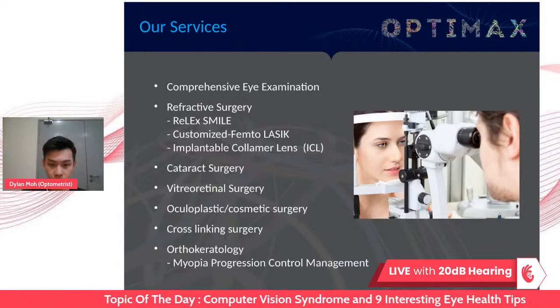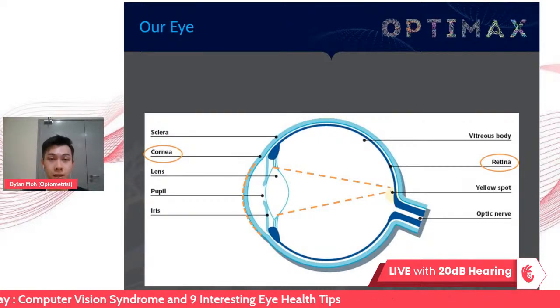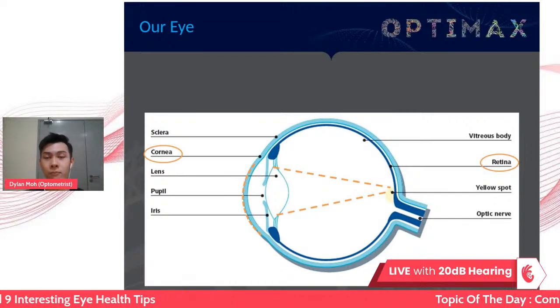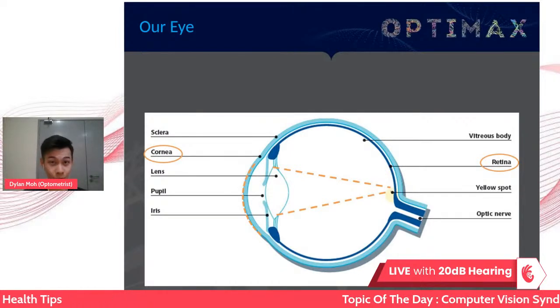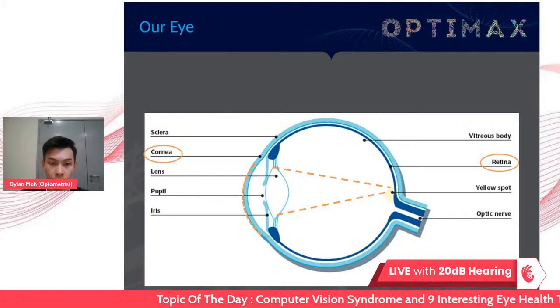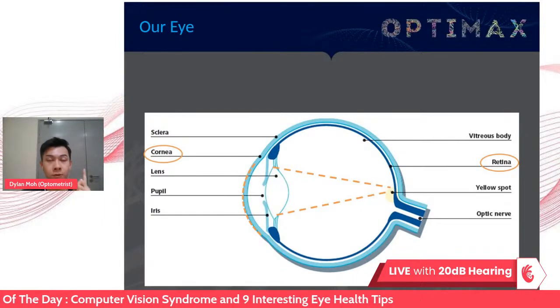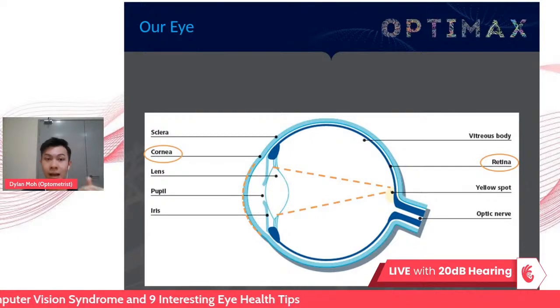All right. Let's enter the topic for today. But before I enter, let me give a simple introduction regarding the eye first, so we can have more imagination of what's going to happen. Okay, so this is our eye. The one that I circled is the cornea, where we place the contact lens on and where we do the LASIK to achieve glasses free.